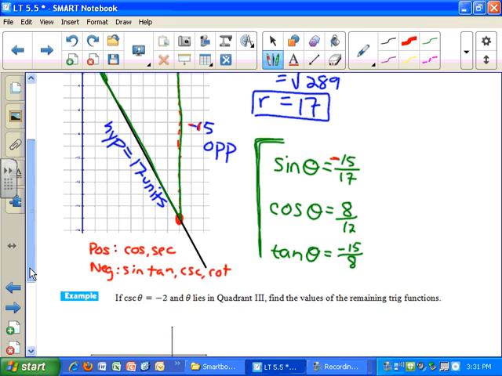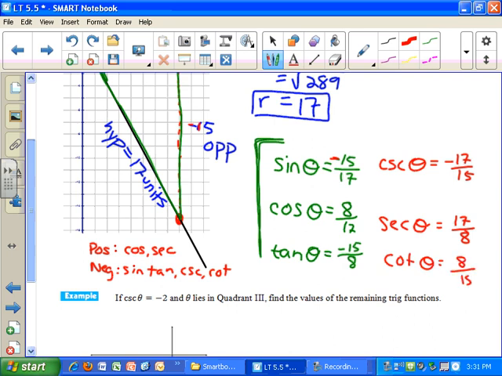which means their reciprocals are going to have the same signs. So the reciprocal of sine is cosecant. That's going to be negative 17 over 15. Secant of theta is going to be positive 17 over 8. And cotangent, again, is going to be negative. And so we can put that negative out there.